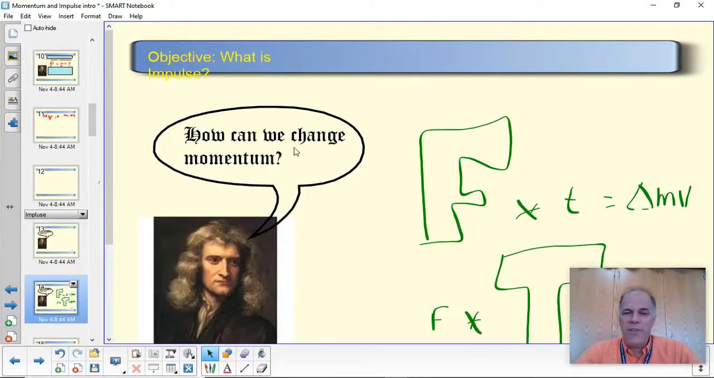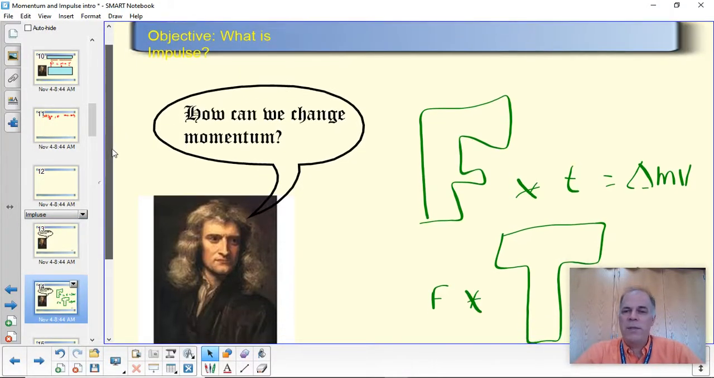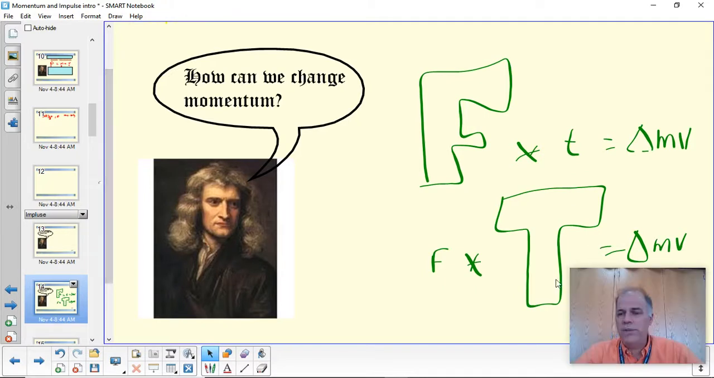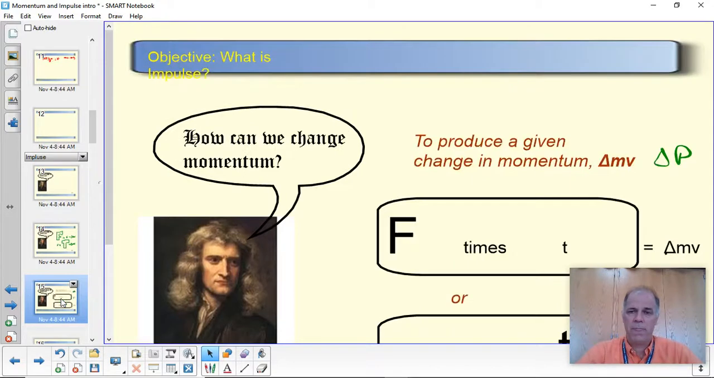Okay, so what we saw in that is that if we want to change the momentum of an object, we can provide a very large force for a short period of time, like kicking the ball, and that produces a given change in momentum. But we can produce that same change in momentum by applying a small force for a longer period of time. So it's this combination of force and time which produces a change in momentum.